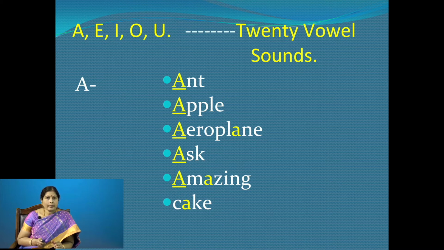If you take A in the written script and you see how it is occurring in ant, you listen to the sound: ant, apple, aeroplane. You can listen, it's the difference. A is different from this sound, it is a diphthong. Ask, again the sound is different. Amazing, again the vowel sound is different. Cake, again we have a diphthong here. Amazing, amazing. So you can see 2 A's occurring here in amazing, but the sounds are different.